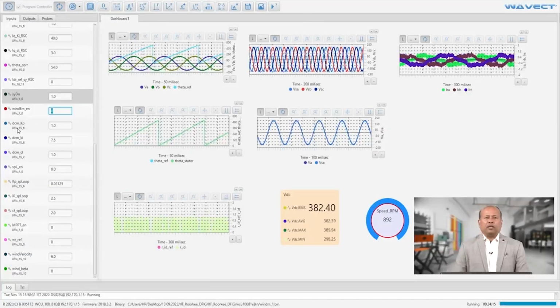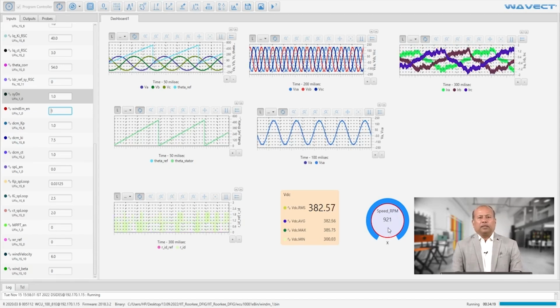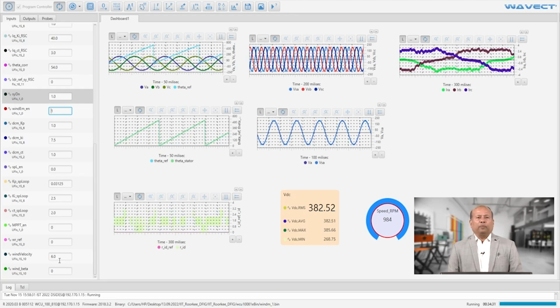Here we demonstrate the DFIG in 3 different operating modes. Number 1, subsynchronous mode, 2, synchronous mode, and 3, supersynchronous mode. Now, in case of the subsynchronous mode, the rotor angular frequency is lower than the synchronous angular frequency, where omega r is less than omega s. We consider omega s close to 1000 rpm and the slip is greater than 0. The total power to the grid is (1 minus slip) times P stator. The stator delivers power to the grid while the rotor receives power from the grid.